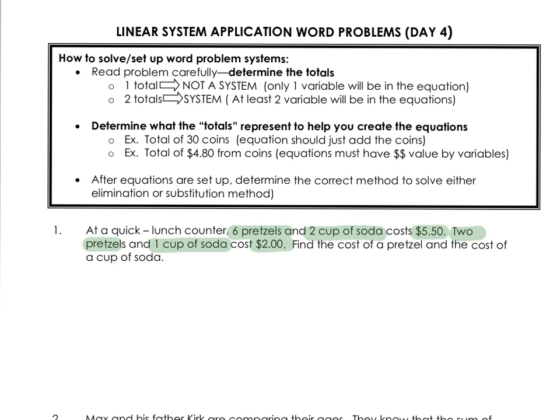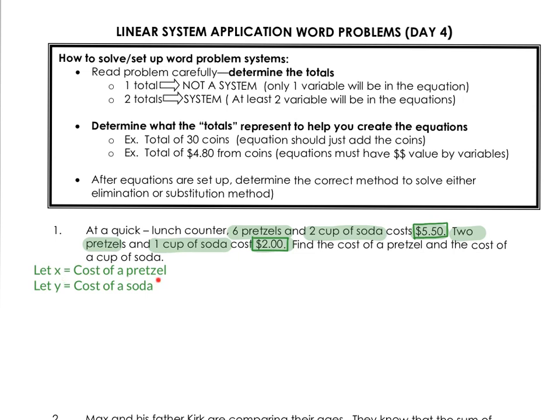So here we have our two totals, and I'm just going to put a box around them so you know. This $5.50 is a total, and the $2 is a total. So this tells me I have two totals. I'm going to have two equations and two variables. So I'm going to start by writing out my let statements. So again, I had two totals, so I knew I was going to have two variables and two equations.